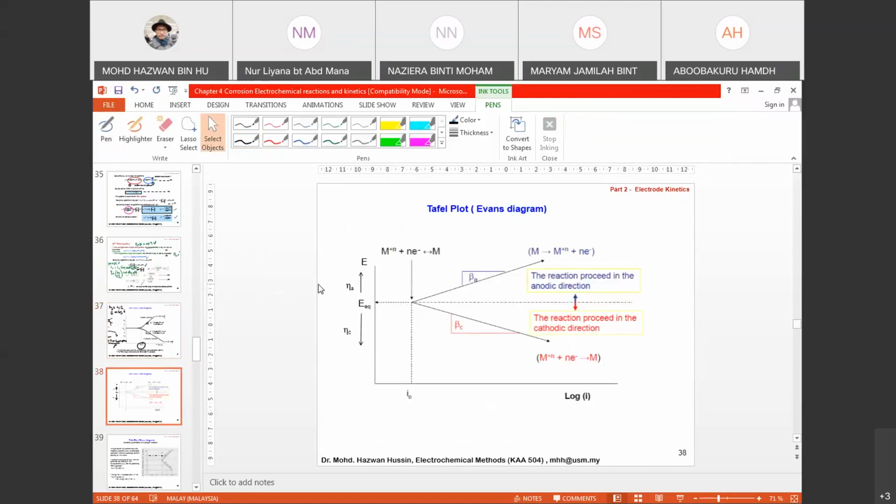The same thing, sometimes people also call the Tafel plot an Evans diagram. Both are actually the same thing. The Evans diagram in turn is just like a V shape, not like a Y shape. But both are the same thing. It's just that for the Evans diagram, it's more linear, like linear anodic and linear cathodic.